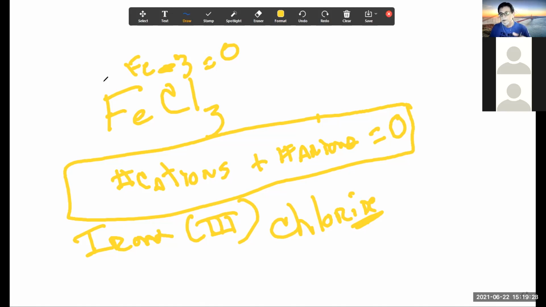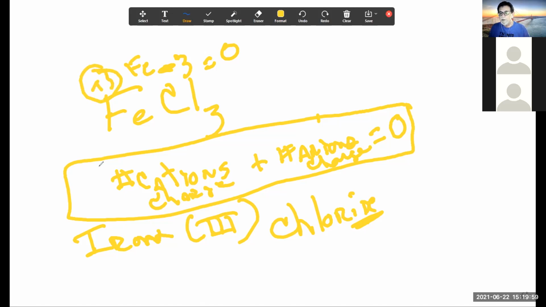Exactly. Because the number of cation charge plus the number of anion charge must equal 0. Sorry, the resolution of my pen is not the best. The number of anion charge is -3. That means the iron has to be a +3.